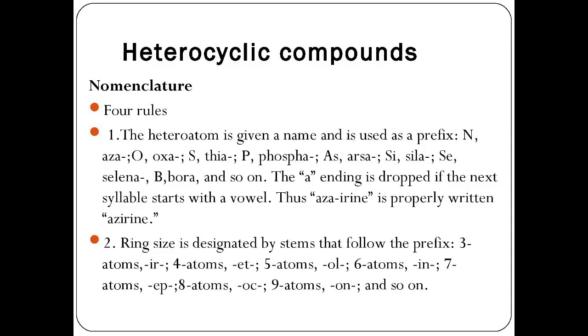If the next syllable starts with a vowel, that is A, E, I, O, U, for example, irin, it starts with I, then the a of the prefix is dropped. That means aza-irin becomes azirin. Second rule, ring size is designated by the stem that follows the prefix. For example, if your ring is 3-membered, then you'll use the stem ir. If it is 4-membered, et, 5-membered, ol, 6-membered, in, 7-membered, ep, 8-membered, oc, 9-membered, on, and so on.